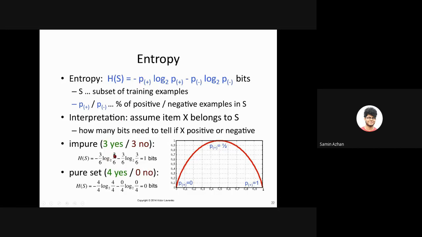So it would be p plus, log base 2 of 3 divided by 6. We basically did this part, and minus, the probability of no is also 3 by 6 because there are 3 no's out of 6. So it's again 3 by 6 and log 2 of 3 by 6. After using the formula to calculate entropy, we will get something like 1.